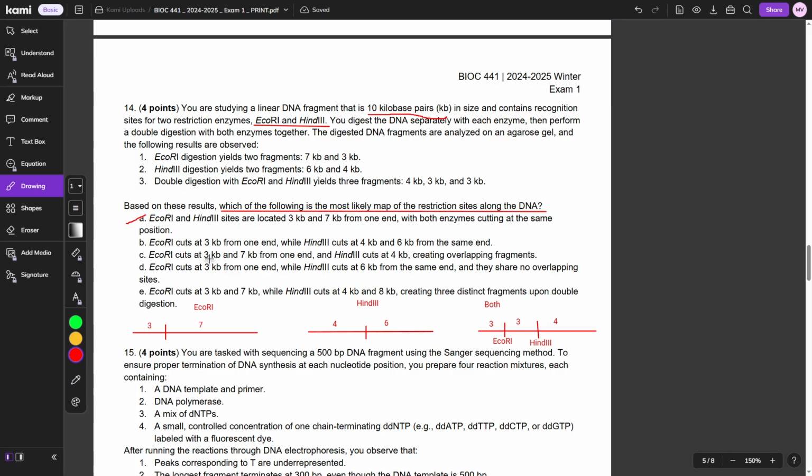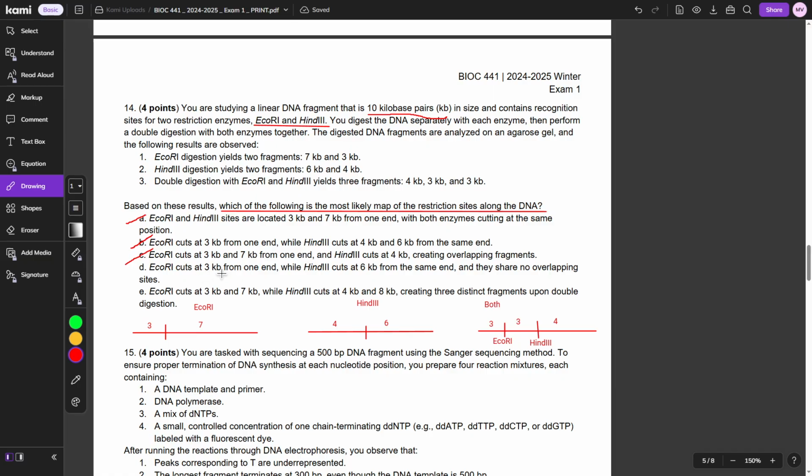EcoRI cuts 3 bases from one end, while HindIII cuts at 4 bases and 6 bases from the same end. So HindIII doesn't cut twice. None of them cut twice. They both cut once. So I don't like this answer either. EcoRI cuts 3 bases and 7 bases from one end, and HindIII cuts at 4 bases, creating an overlapping fragment. I don't like this one either. It doesn't cut twice, just once.